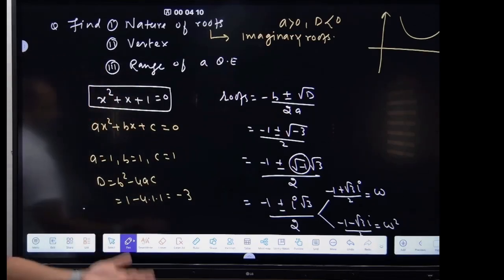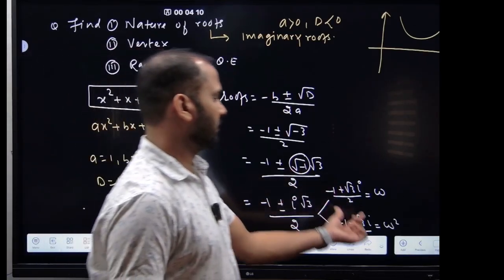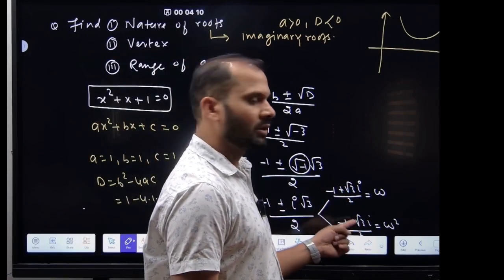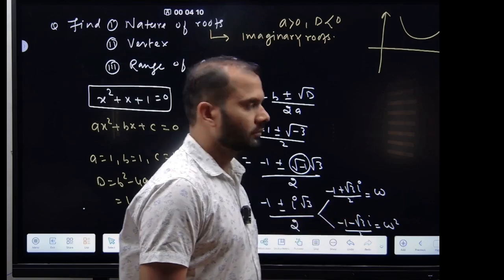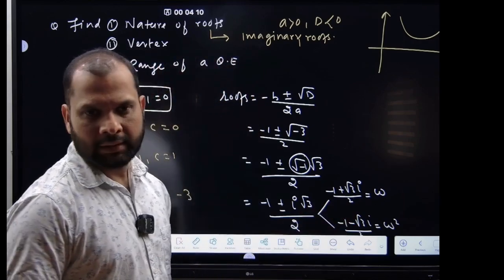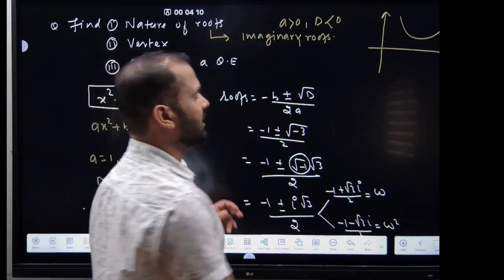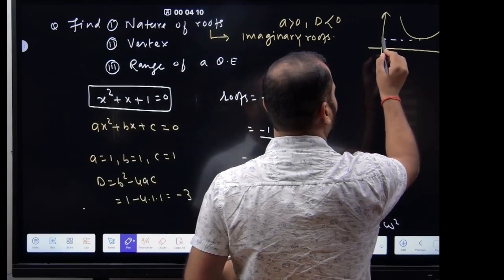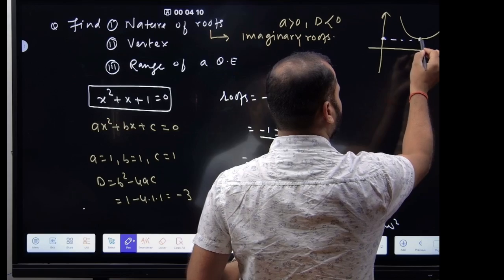Omega square, these are the specific names. Omega is this, omega square is this. If you square this, you will get this. Correct? So, D is less than 0 means it will not intersect here. If it is not intersecting, it means imaginary.